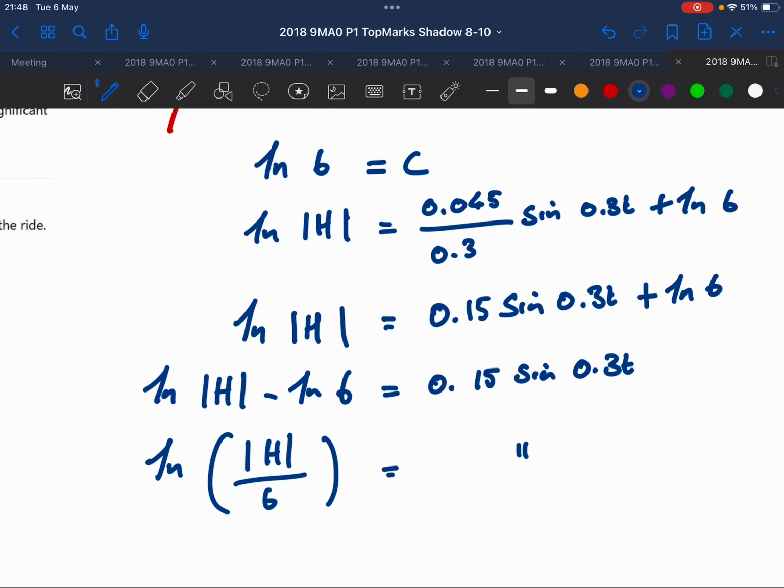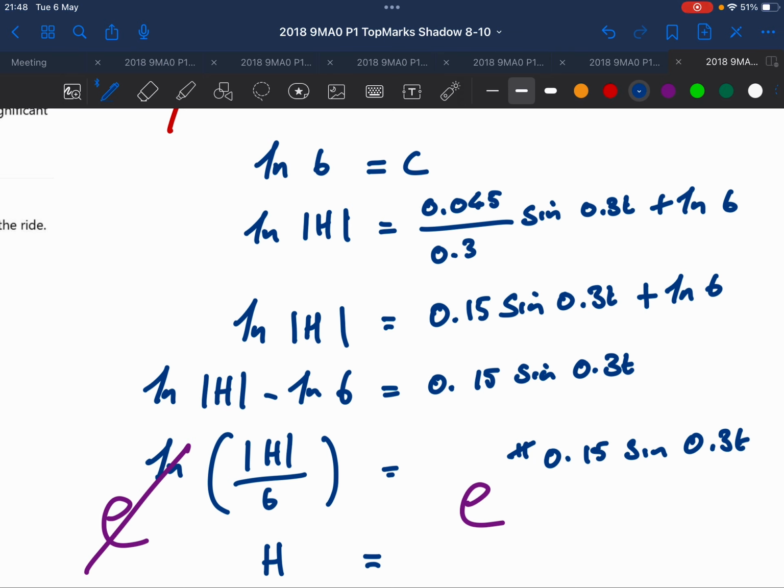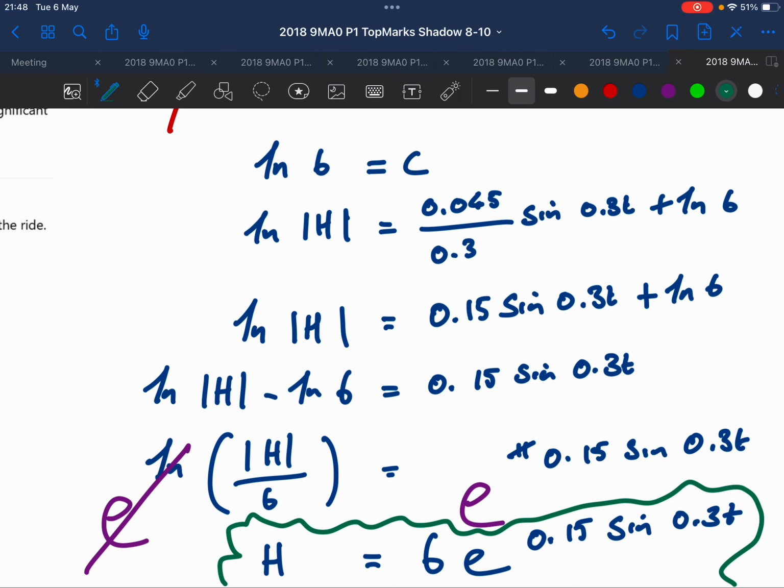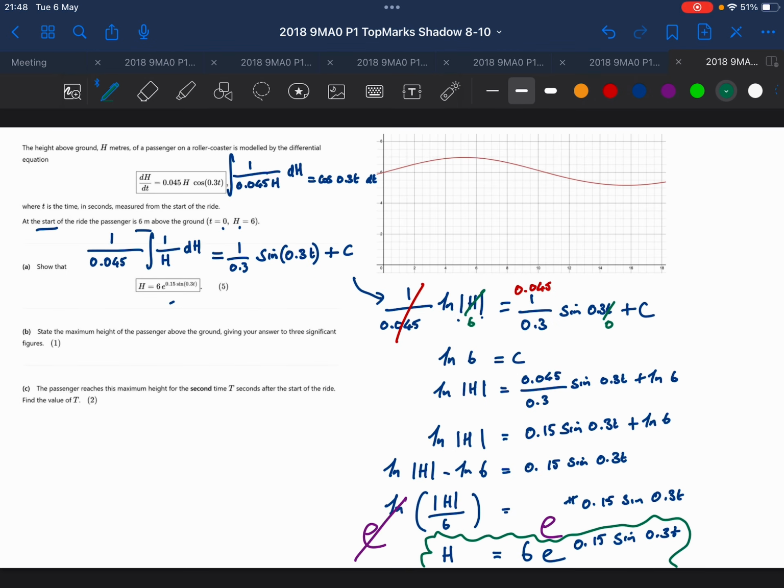Equals same as before. Now, why is that good? Well, that's good because if I do e on both sides now, I'll cancel that. I'll get, let's write it out, my 0.15 sine 0.3t, and I can move the 6 back up, do you see? So the h is going to be equal to 6e to the 0.15 sine 0.3t. There's other ways I could have handled it, but that just seemed to be what happened when I went through it, okay? So there we go. That's going to be my result.